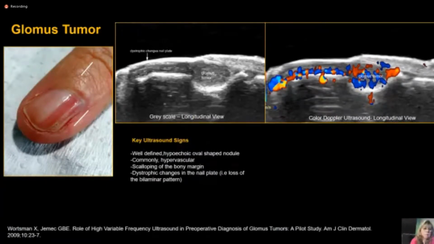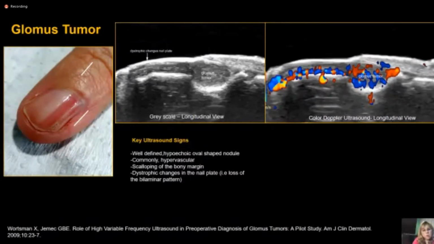Not all the time they produce this erythronychia. Sometimes they don't produce any alteration in the nail plate. But in this case, you can see a typical glomus tumor as an oval-shaped hypoechoic structure in the proximal part of the nail bed. However, they can be located, of course, in other parts.